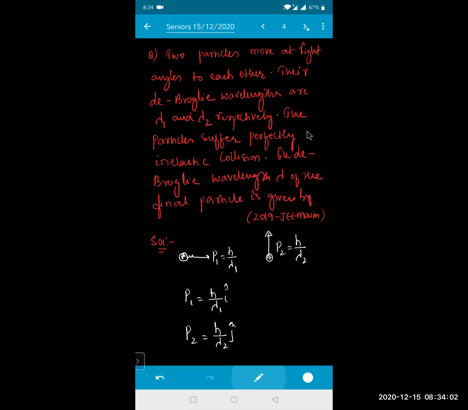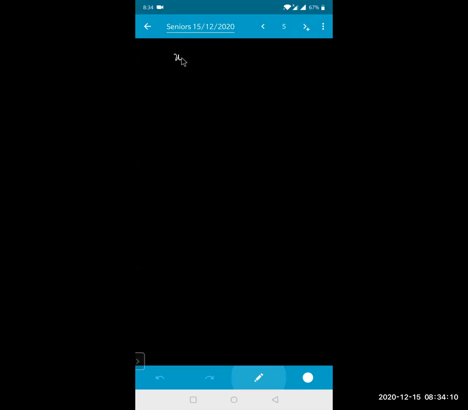Now, what type of collision is it? A perfectly inelastic collision. Do you know that in any collision, momentum conservation is applied? So, using momentum conservation, in all collisions momentum is said to be conserved. That means the total momentum P will be equal to P1 plus P2. Both of them are perpendicular.